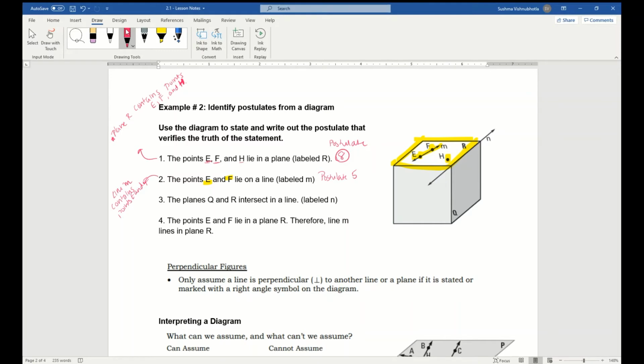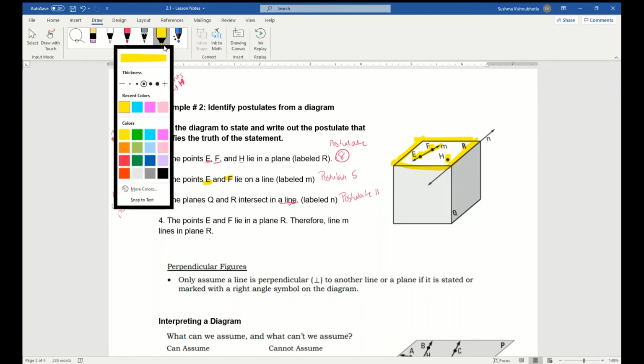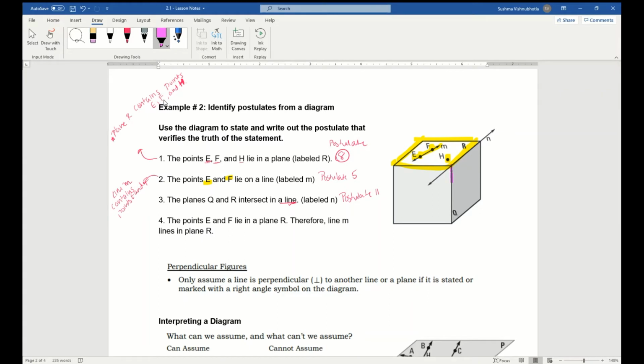The planes Q and R intersect in a line. This one's kind of simple because there's only one postulate that deals with this. It's the last one, postulate 11, which states 2 planes intersect in a line. And then finally, the fourth statement. And you can see here planes Q and R. Plane R is already highlighted in yellow. Plane Q is right here. And where they both cross is along this line.